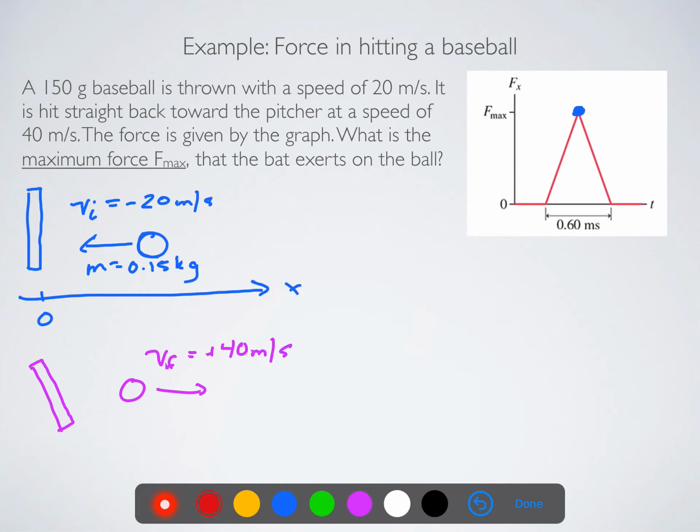Now, what we need to find is the maximum force. Find the maximum force. So let's dive right in.